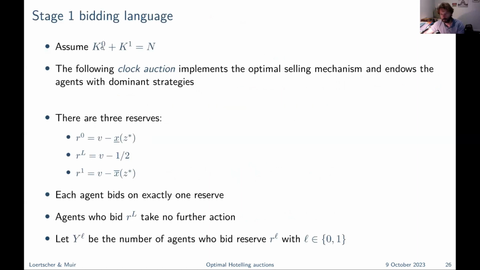So we look at the balanced market case here. So K naught plus K1 is equal to the number of agents. And the three reserves are, there's this lottery reserve, V minus a half. R naught is the reserve for good 0, and R1 is the reserve for good 1. And this is assuming we've solved the optimal mechanism design problem, and so we know what Z star is, and we know what X lower bar of Z star is. And so each agent is allowed to bid on exactly one reserve at that stage. And this is the first stage where you have kind of coarse bidding. You just bid on one of the two things.